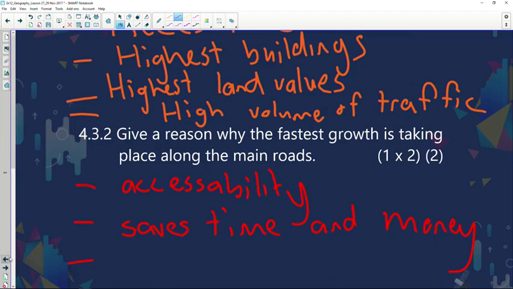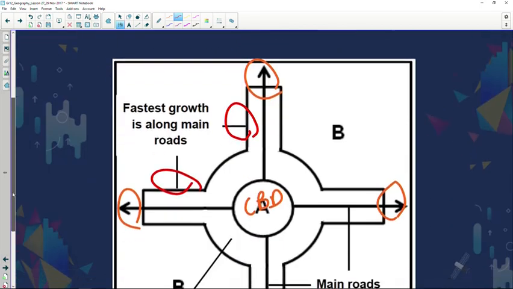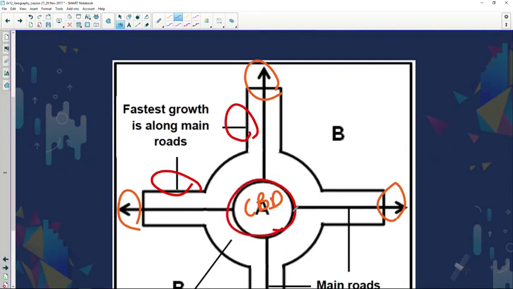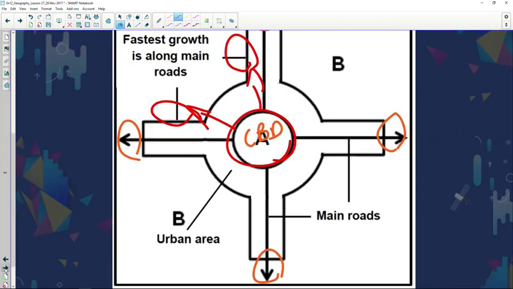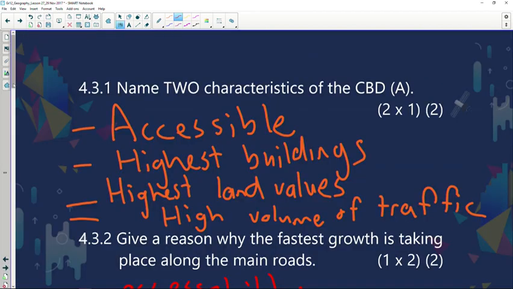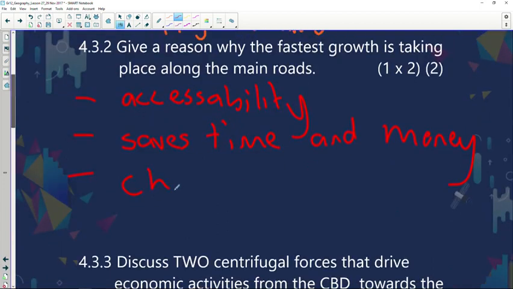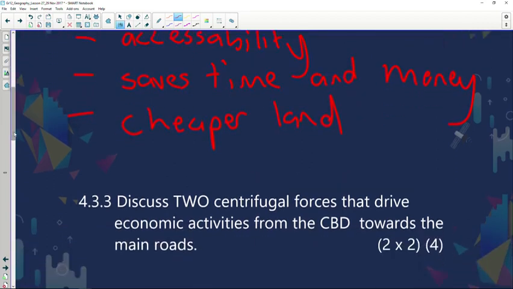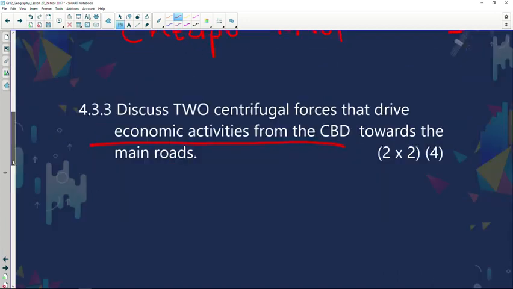And if you look at the previous question, the land value is most expensive over here. So if the companies decentralize and move their businesses over there, it's cheaper. So we can just say cheaper land or office rentals over there. Now if you look at the next question, 4.3.3, discuss two centrifugal forces that drive economic activities from the CBD towards the main roads.